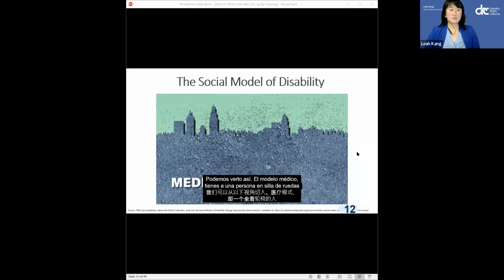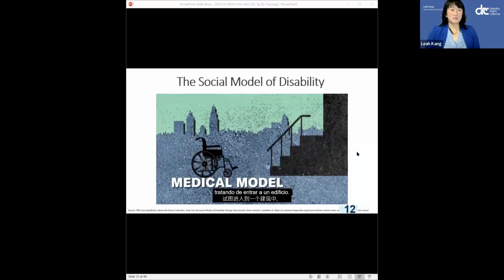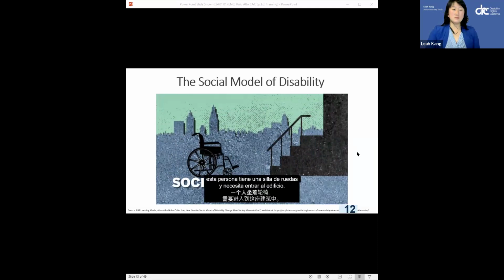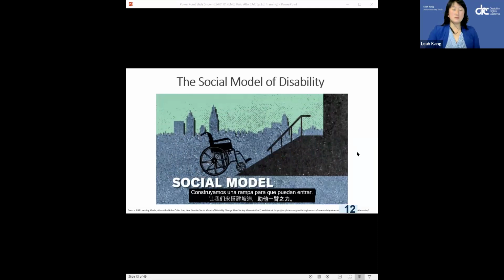We can look at it like this. The medical model: you have a person in a wheelchair trying to get into a building. The medical model says, well, that person has a disability and they need to be fixed in order to get through that door. The social model, on the other hand, recognizes, hey, this person has a wheelchair and they need to get in the building. Let's build a ramp so they can get in.